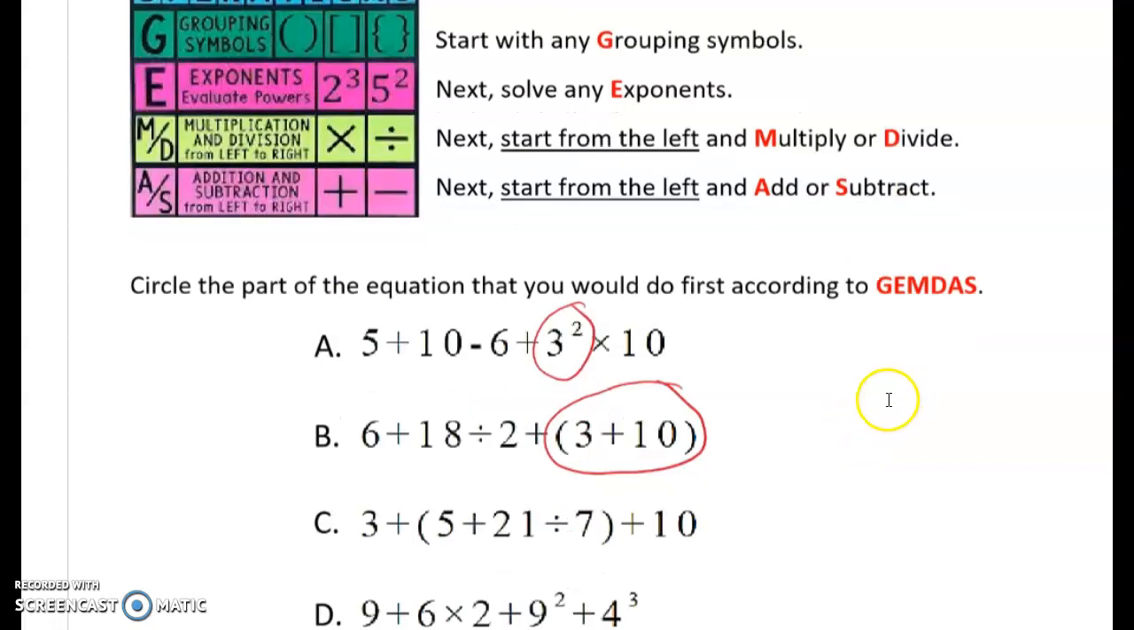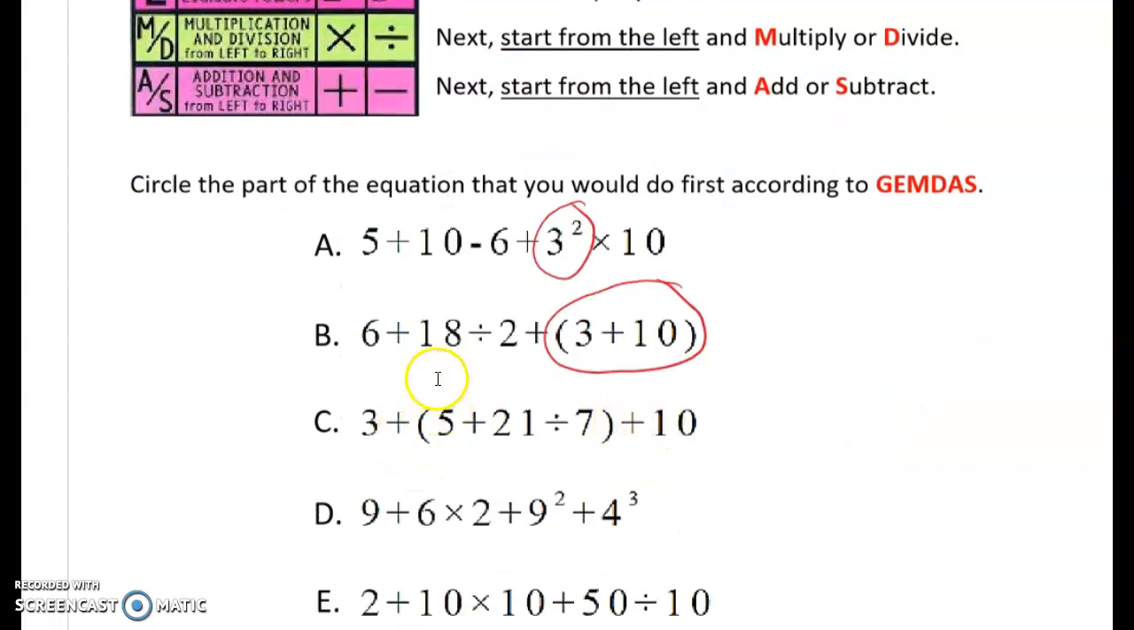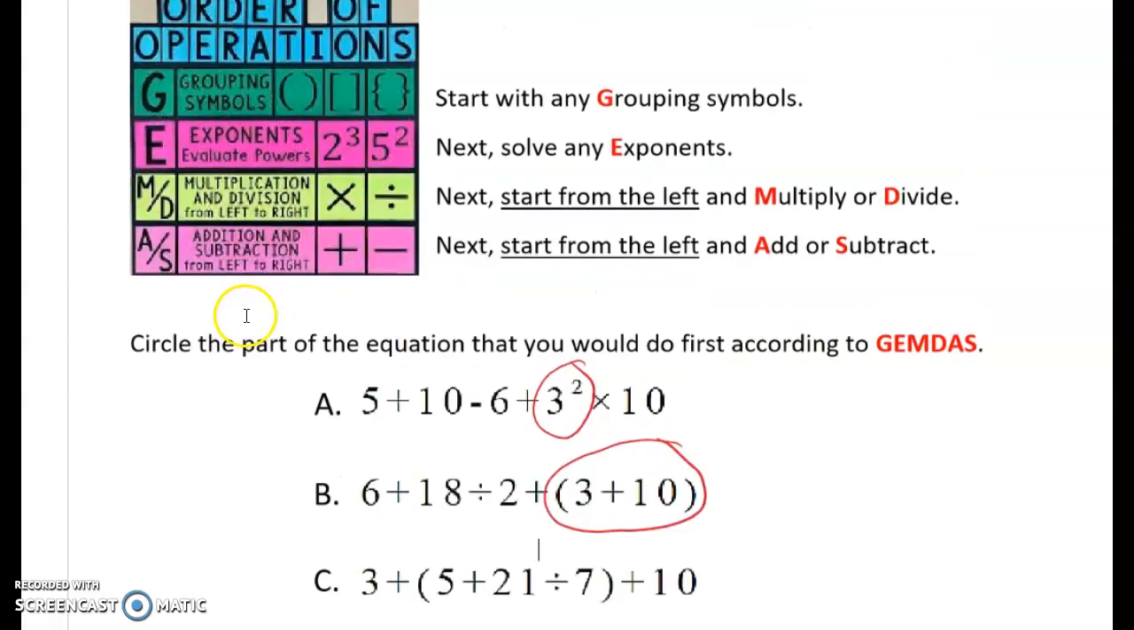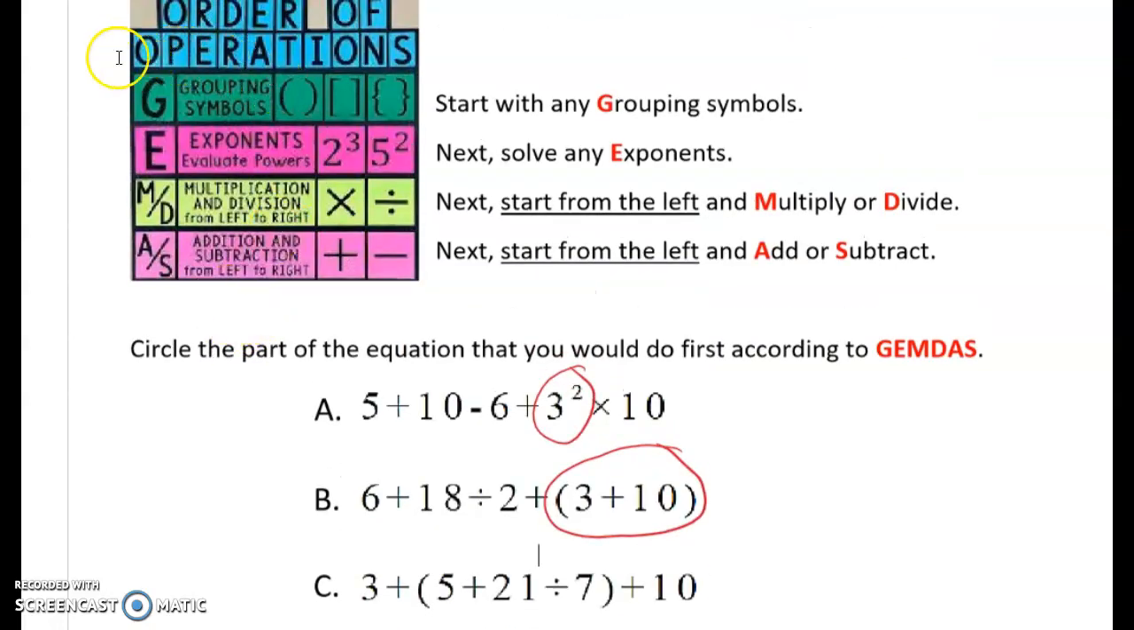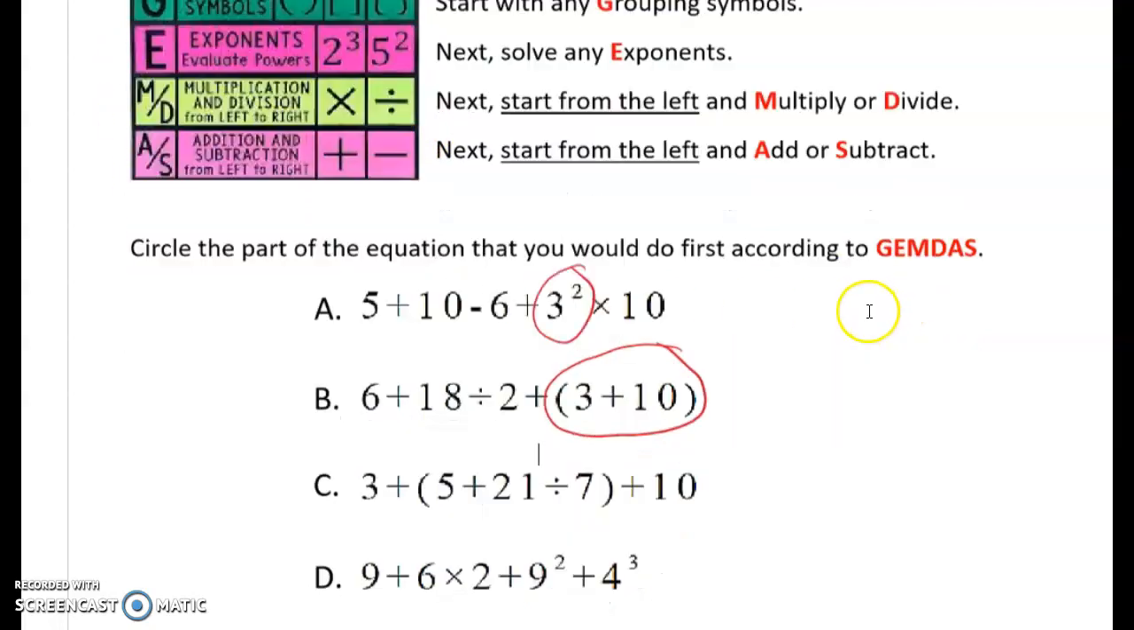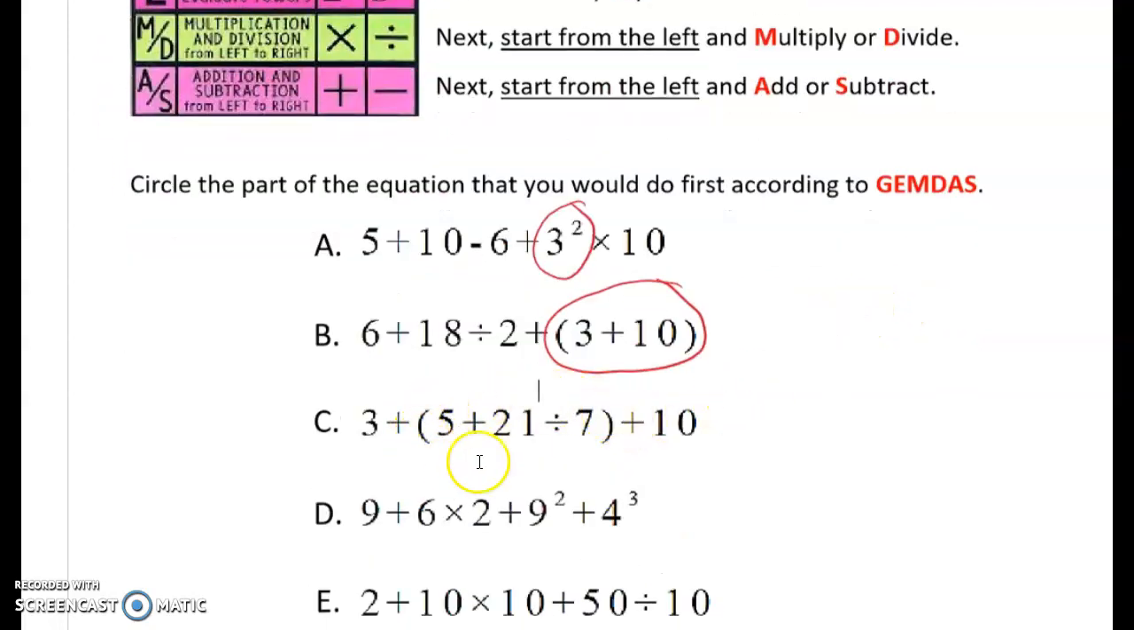If I look at C, 3 plus parentheses 5 plus 2, 21 divided by 7, end parentheses plus 10. So again, I'm going to come back up here and look. Do I have any grouping symbols here in this problem? Yes, I do. I have parentheses. So those are what I'm going to have to do first. Everything in those parentheses will have to happen first.